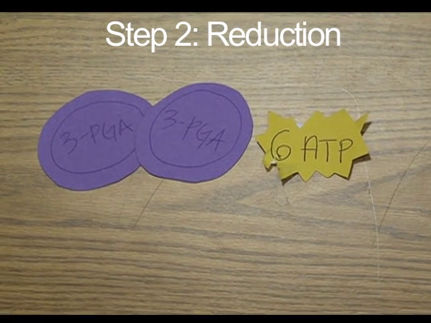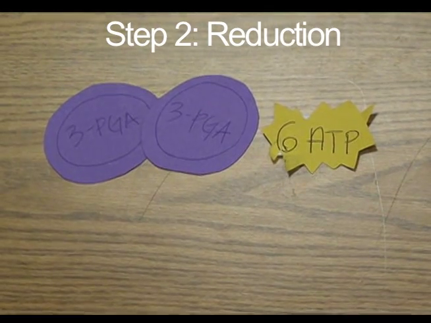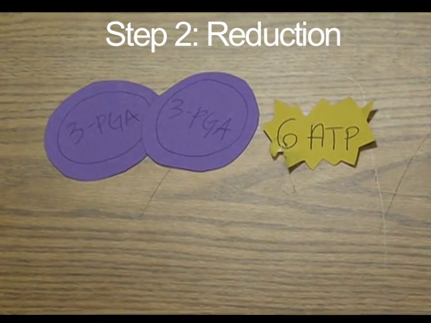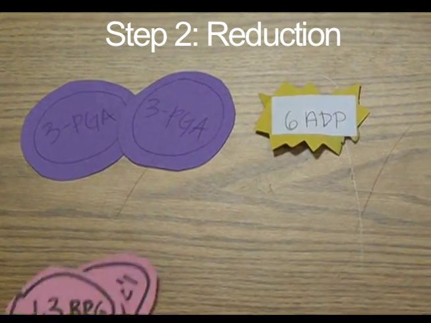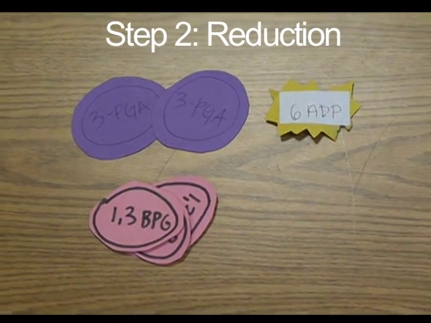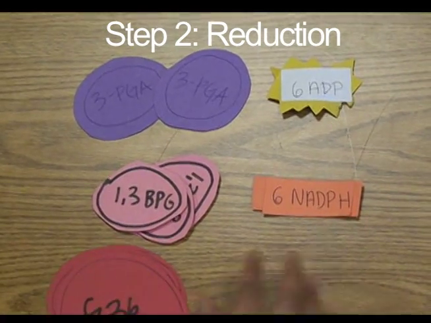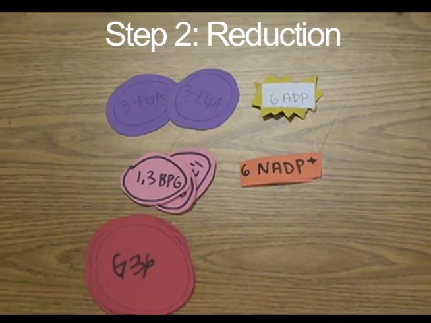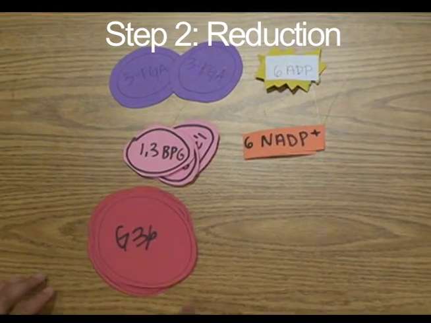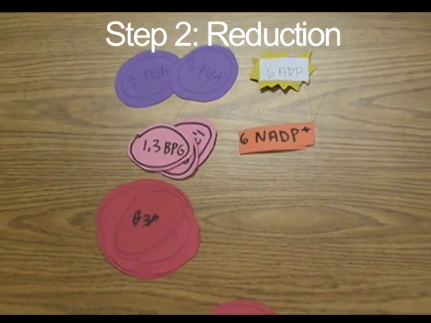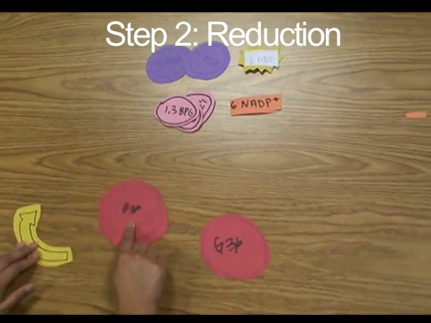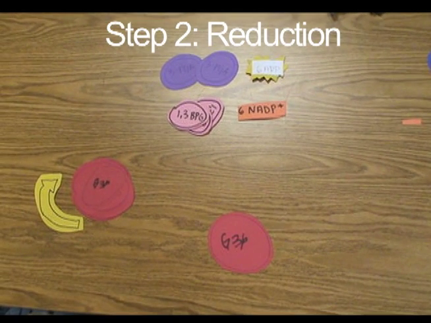Step 2, reduction. In the second step, each 3-PGA receives a phosphate group from the ATP and forms 1,3-bisphosphoglycerate. NADPH then enters the scene and reduces 1,3-bisphosphoglycerate to 6 G3P. There is only a net output of 1 G3P because the other 5 G3P continue on throughout the cycle.